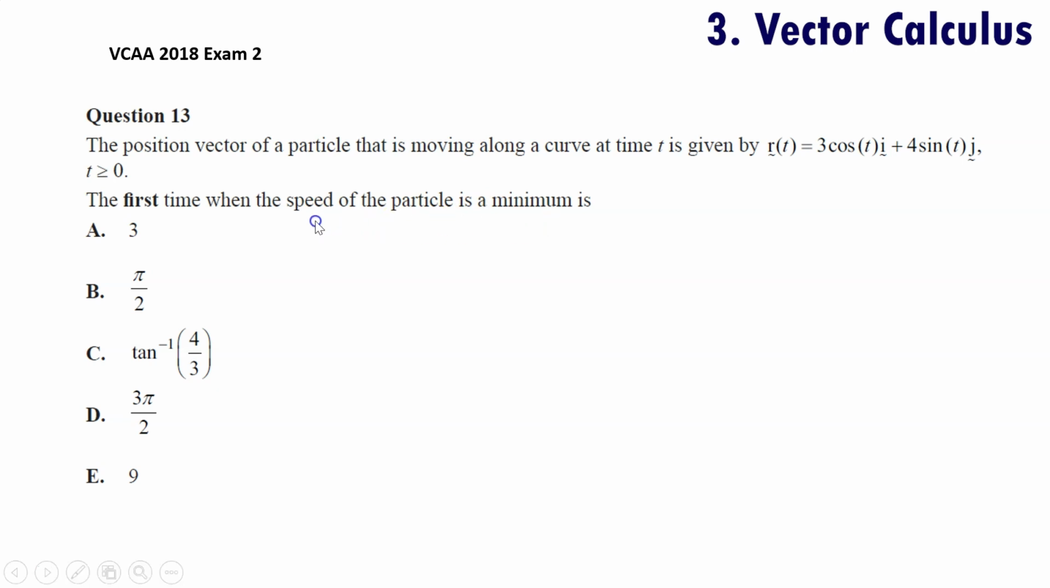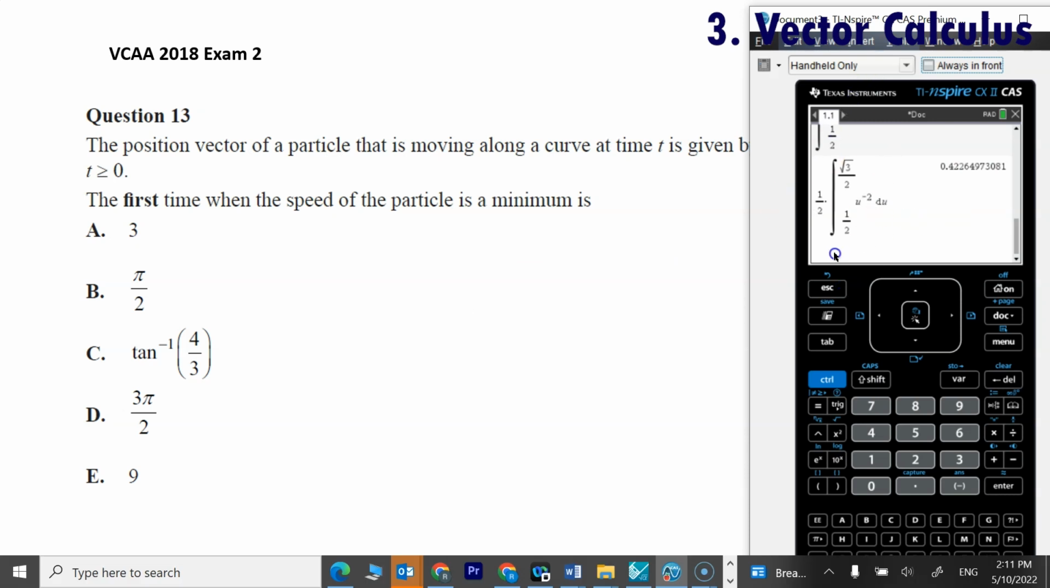So we first need to know, what is the speed? The speed is the magnitude of the velocity, and the velocity is the derivative. So we want to differentiate this function. And this one is probably not too hard to do by hand anyway, but let's just show how we would do it on the CAS calculator.